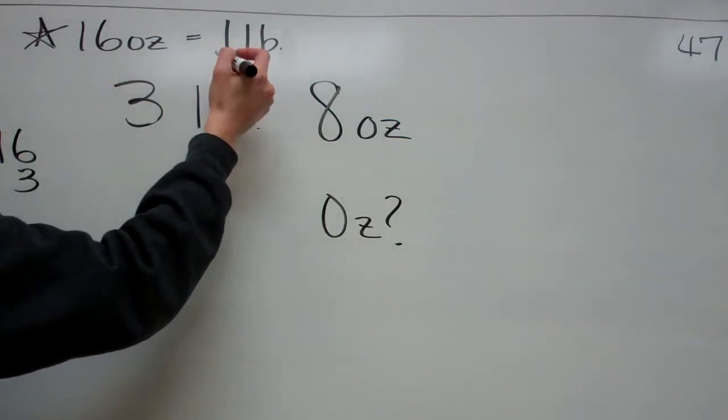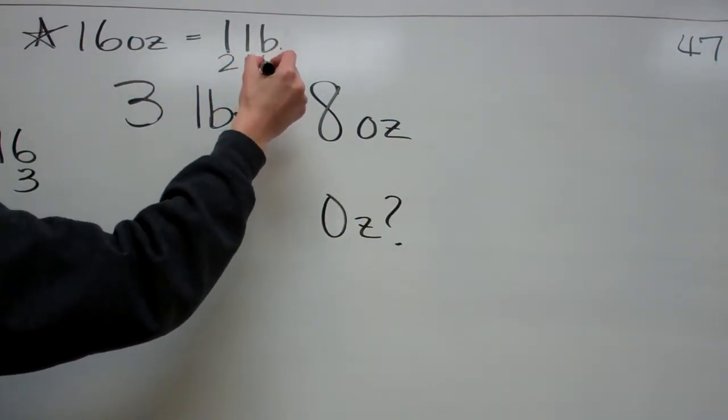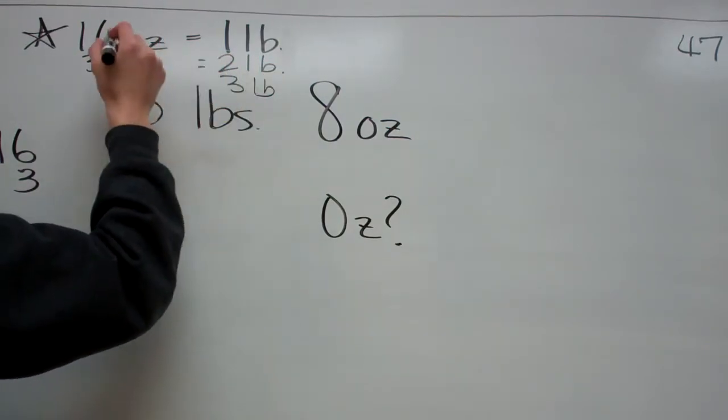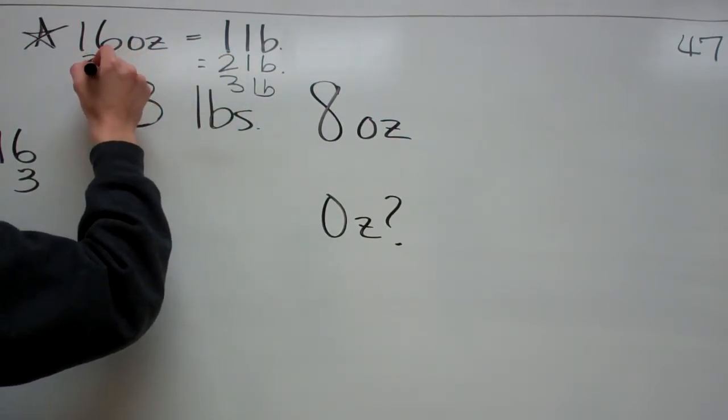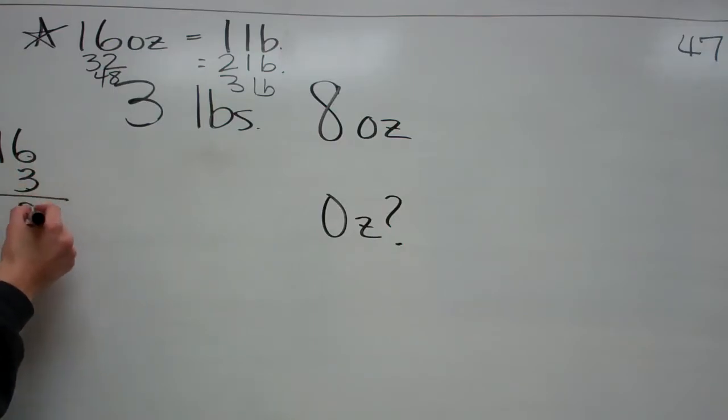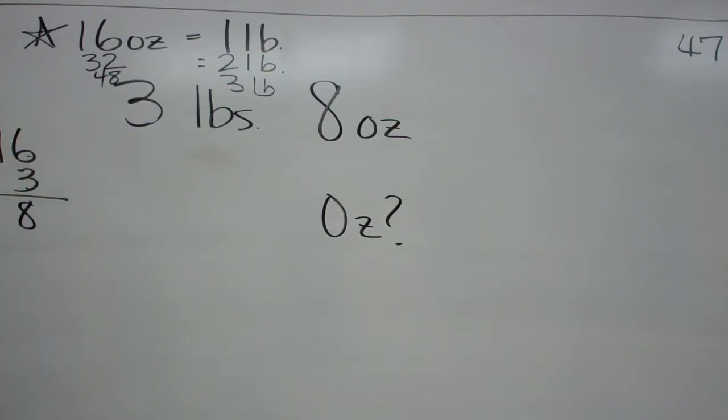Or, if it makes it easier, you could do 2 pounds and add 16 more, and then 3 pounds and add 16 more. It depends on how you want to do it. I like doing it like this. So 6 times 3 is 18. 48. You should not be talking unless you've raised your hand.